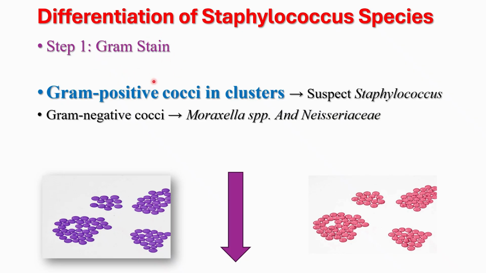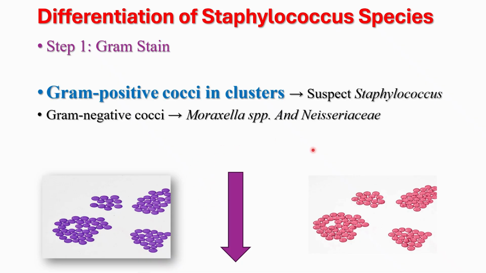This staining technique allows microbiologists to differentiate bacteria based on the cell wall structure. When the organism appears as gram-positive cocci arranged in clusters as seen in this picture, they are more likely members of the genus Staphylococcus. This characteristic grape-like cluster arrangement occurs because the cells divide in multiple planes. And in some cases we can see gram-positive cocci arranged in chains.